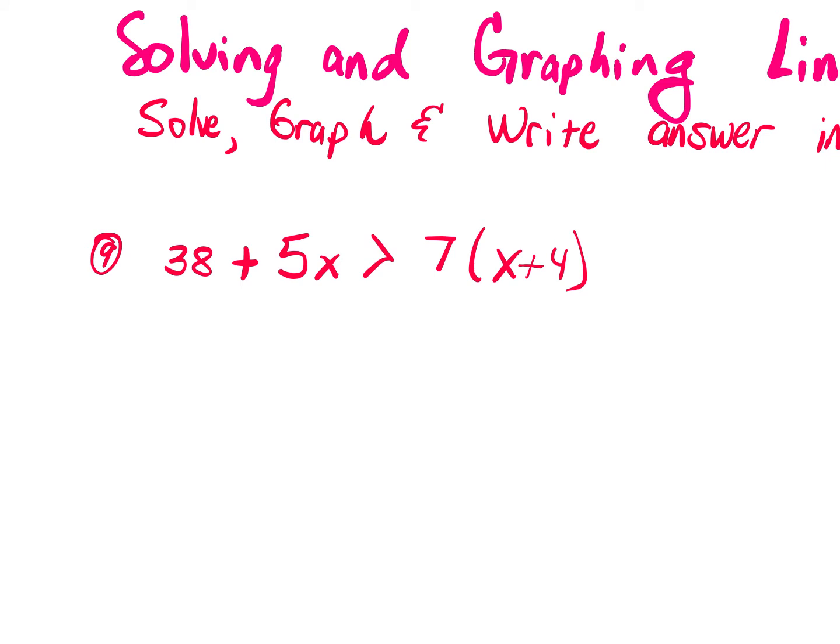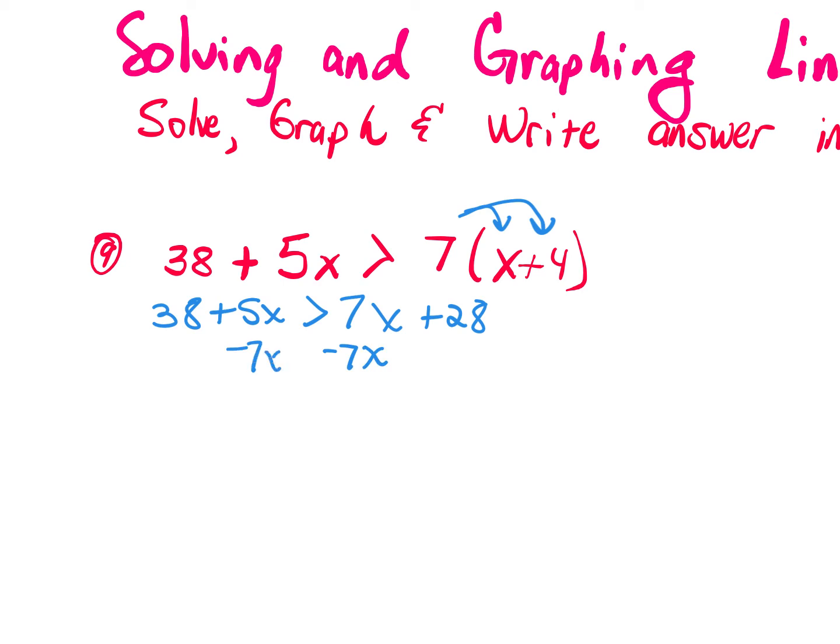I have x's on both sides. Let's solve for x. Let's first distribute our 7. So we have 38 plus 5x is greater than 7x plus 28. Now I'm going to move x's to one side and numbers to the other. Like I said, I like my x's on the left-hand side, so I'm going to subtract 7x, and then I'm going to subtract 38 over here from both sides.